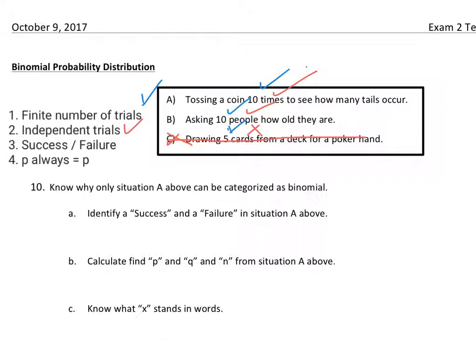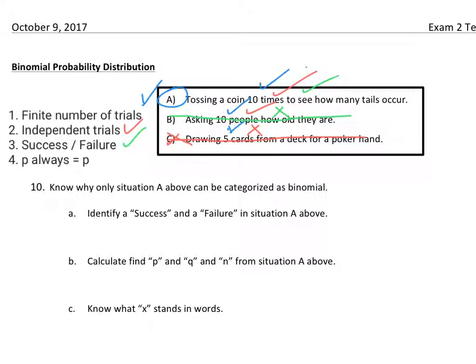The next one that fails is success or failure. The first idea of tossing a coin, you do have a success and failure, but when you're asking people how old they are, that does not tell you if there's a success or failure. If you're categorizing that, you could, but this actually rules out option B. So we've got only option A here for a binomial probability function, and now we've got to go on to identify the success or failure.